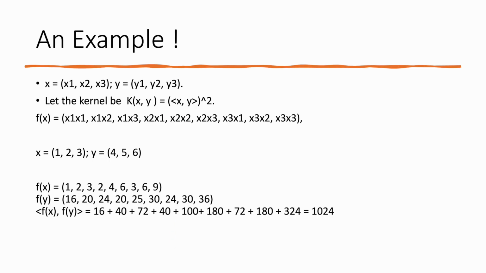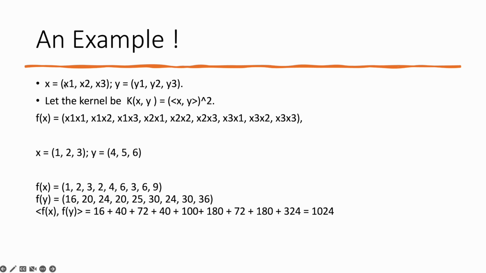Let's see it with an example. Let's say x is x1, x2, x3 and y is y1, y2, y3. There are two points, right, in my existing dimension. This is my existing n dimension, so n is 3 over here. It is a 3-dimensional space, and there are two data points, two vectors, x and y. Let the kernel be a polynomial kernel with a power of 2.